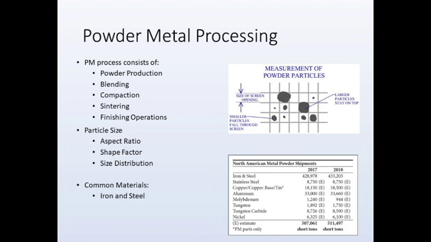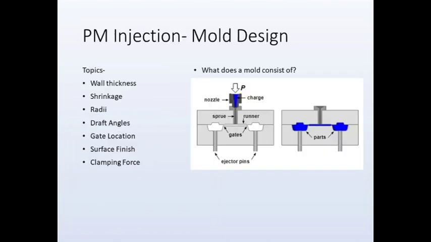Some common materials that are used for powder injection molding are iron and steel. Obviously, you can see that those were the biggest powder metal shipments of 2017 and 2018, followed by aluminum and copper.